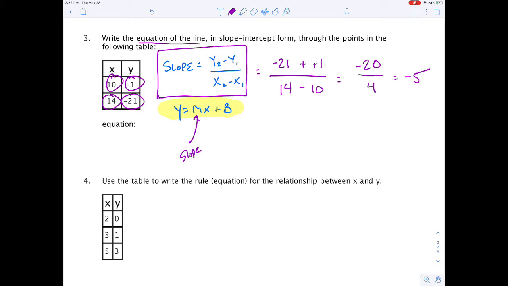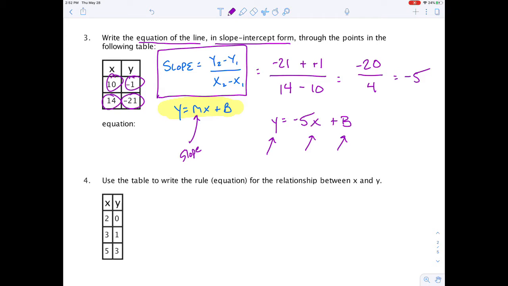And with that, you've calculated your slope. Now we can partially write an equation. Instead of mx plus b, we can write negative 5x plus b. But now we need to come up with slope intercept, which means we need to fill in two more of these spaces.